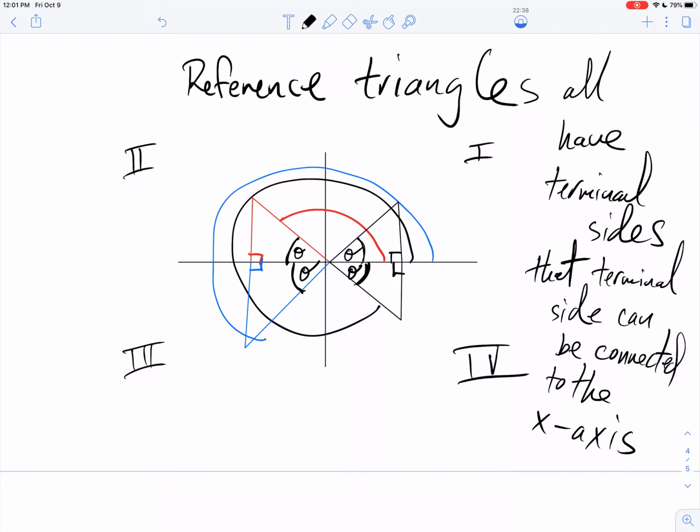Okay, so here's the thing. Reference triangles all have terminal sides. That terminal side can be connected to the x-axis. Don't ever connect to the y-axis. You will get the wrong answer every time.